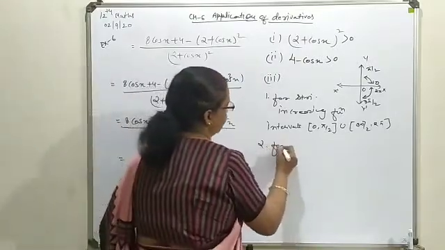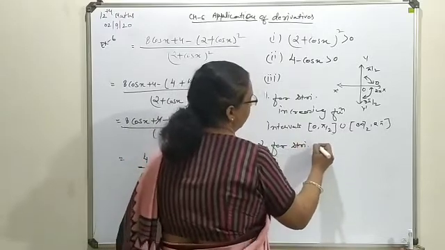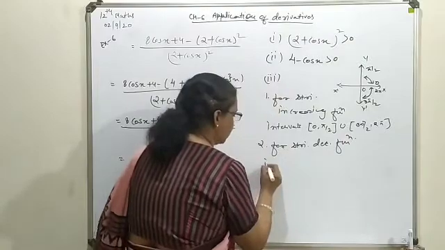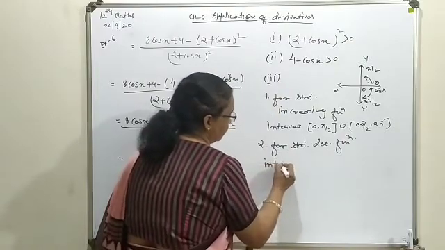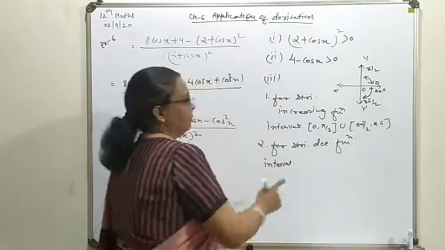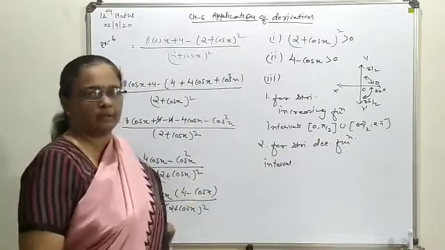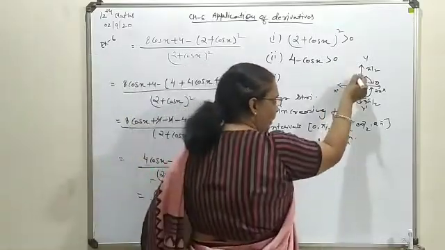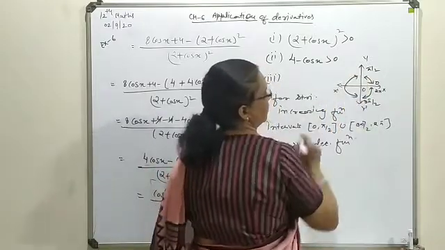Secondly, for strictly decreasing function, interval. Now here we have to decide about the negative sign of the first derivative, meaning you can say from pi by 2 to 3 pi by 2 your cos is negative.